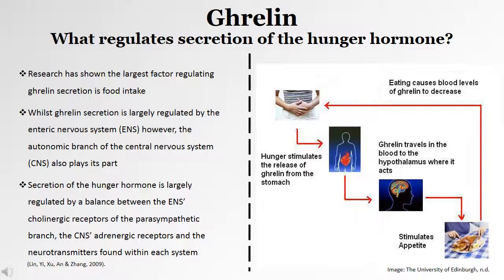Secretion of the hunger hormone is largely regulated by a balance in the ENS between the cholinergic receptors of the parasympathetic branch, stimulated by neurotransmitter acetylcholine, and adrenergic receptors of the sympathetic branch, stimulated by neurotransmitters norepinephrine and epinephrine.